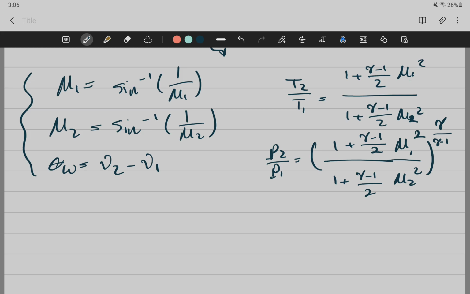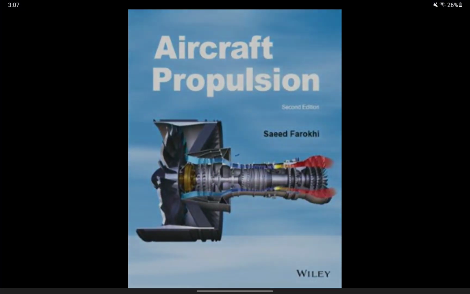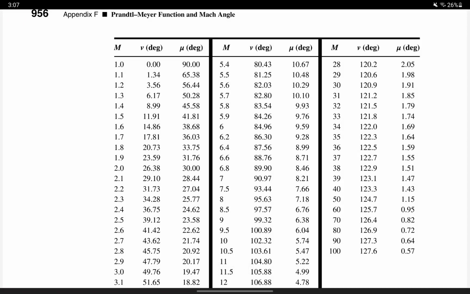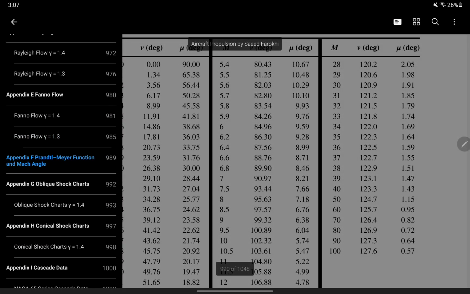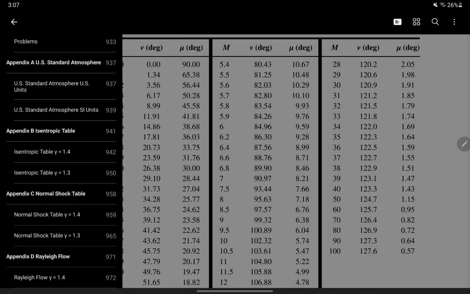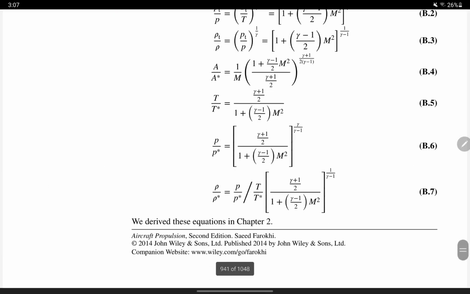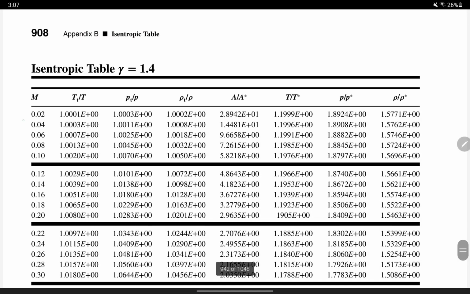We already have a Mach number, M2, based on the calculations from the Prandtl-Meyer function. So we want to find the tables, the sonic tables, whatever they call them. I don't remember what exactly they were called. The isentropic tables, right? For a specific Mach number, it will give you these ratios.